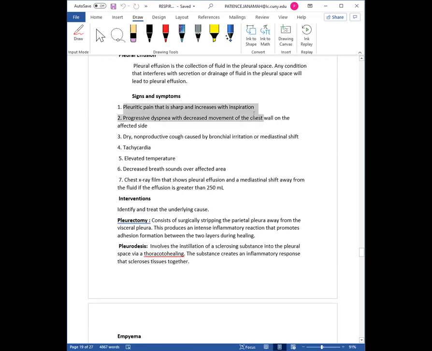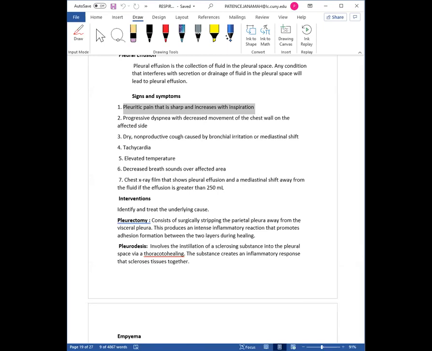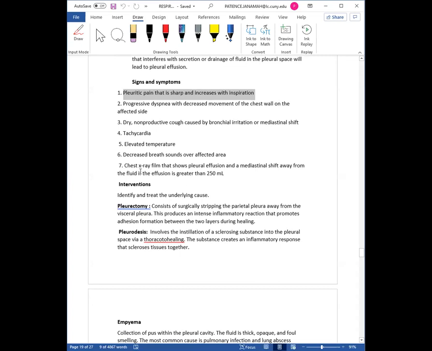So you have a sharp pleuritic pain. You describe it, and the pain will be around your pleura. You have tachycardia, fever (elevated temperature is fever), decreased breath sounds in the affected area, and a chest X-ray that shows pleural effusion and mediastinal shift away from the fluid if the effusion is greater than 250 ml.